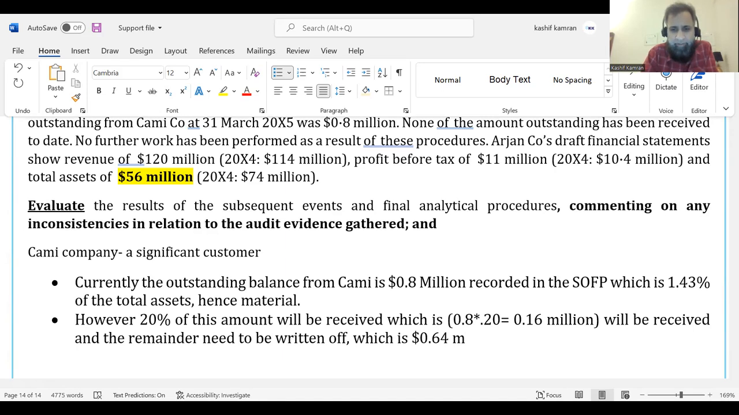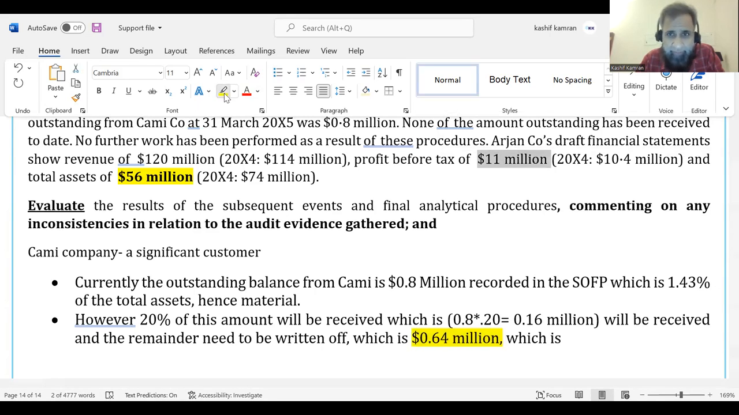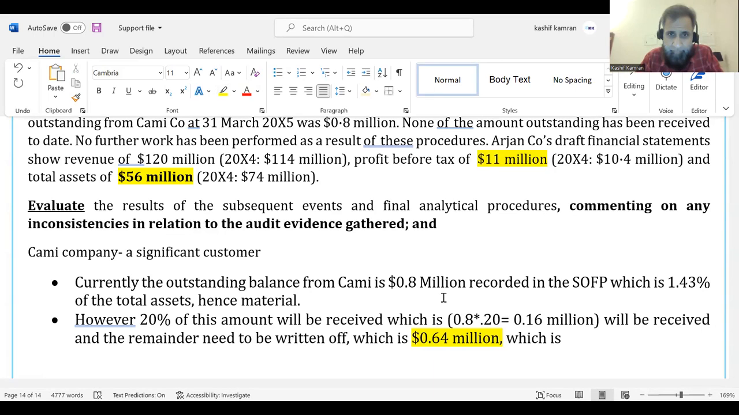The remainder is to be written off, which is $0.64 million. How much is that of the profit? The profit of the company is $11 million. What is the percentage of 0.64 million against the profit of $11 million? It has to be written off. It's 5.8%.